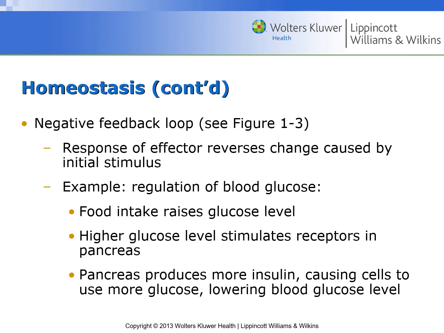The negative feedback loop, which is illustrated in figure 1.3 of your textbook, we see the response of the effector reverses change caused by an initial stimulus. For example, the regulation of blood glucose. Food intake raises the glucose level, and then higher glucose levels stimulate the receptors in the pancreas, and then the pancreas produces more insulin, which causes the cells to use more glucose, and then the blood glucose level is lowered. So this is an example of a negative feedback homeostatic loop.